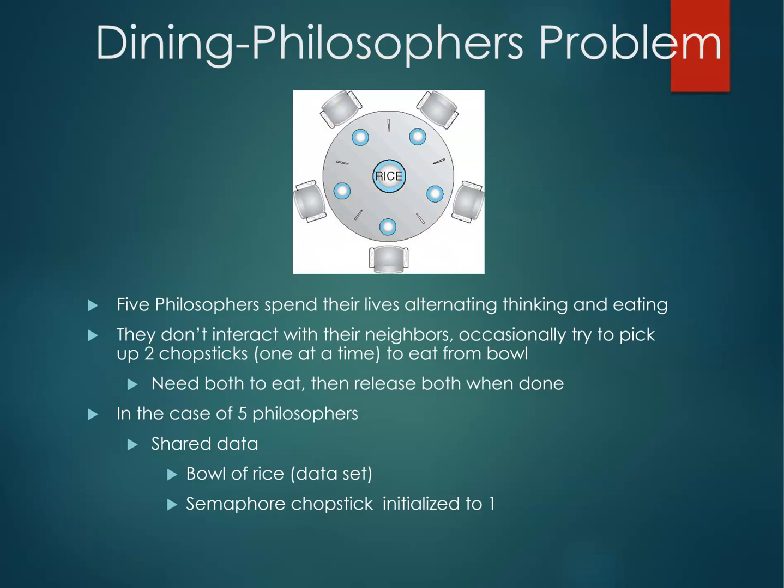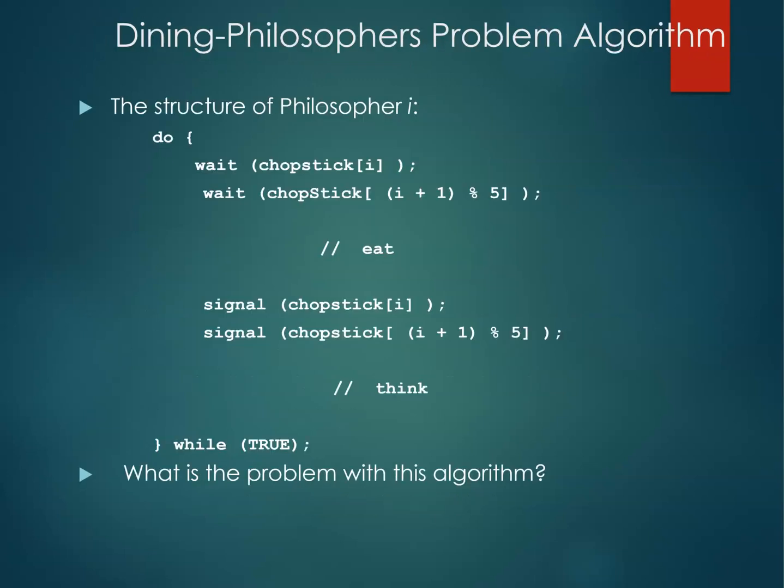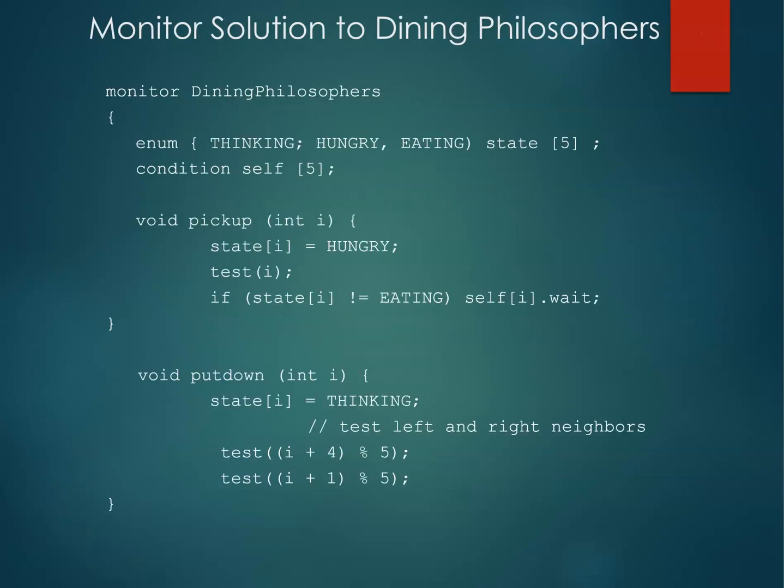We've got a bowl of rice, which is our data set, and a chopstick semaphore. Here's the structure of the problem. We've got five chopsticks. We wait on a chopstick, and we wait on its other side, and then we eat. Then we release the two chopsticks, and then we can go ahead and think. But this algorithm has problems: what if things get grabbed between the waits, and you could end up in a deadlock situation.